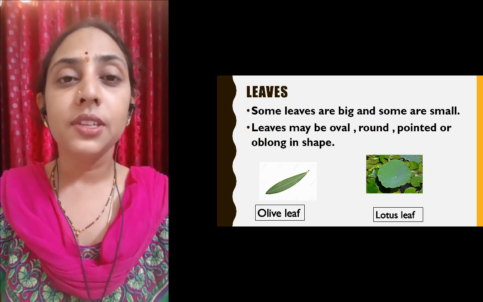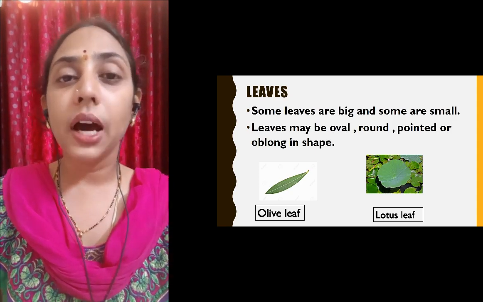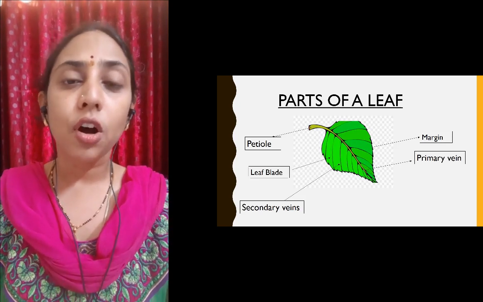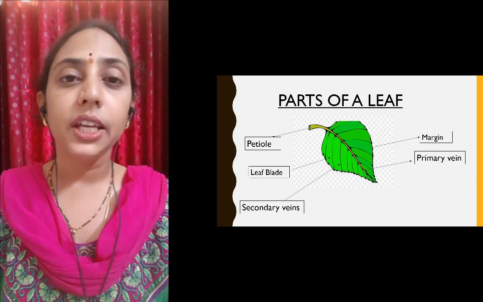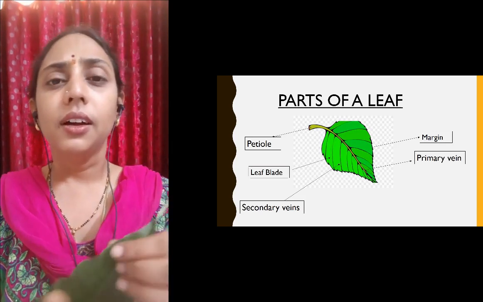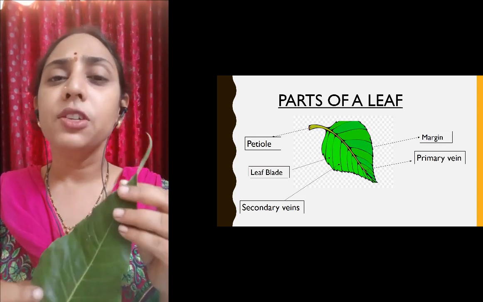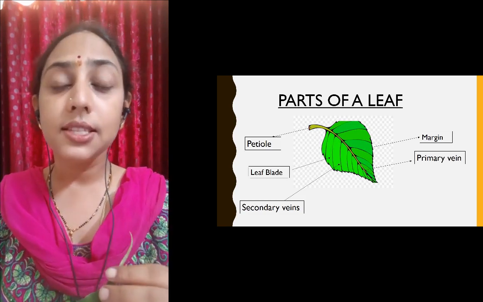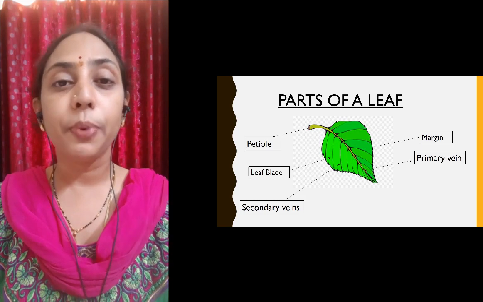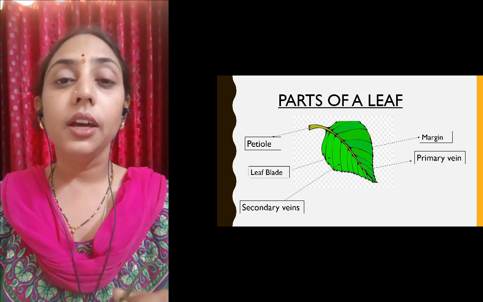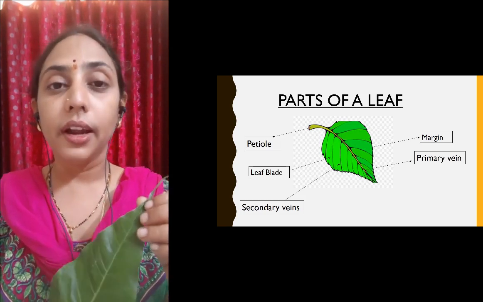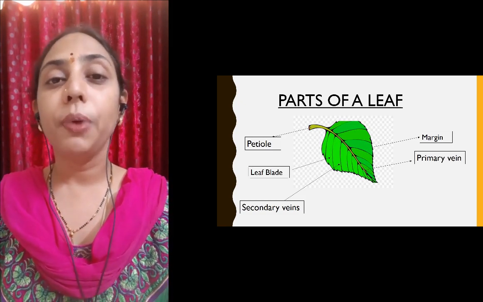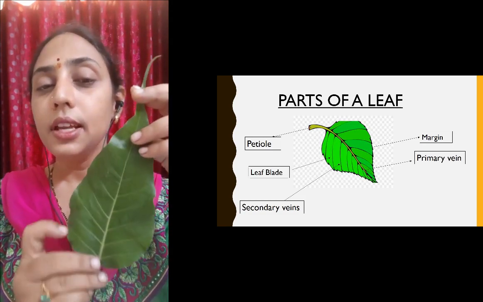These leaves are attached to the branches or the stem of the plant. If we talk about the parts of the leaf, the different parts are leaf blade, margin, then we have veins, where we have two types of veins, primary veins and secondary veins, then we have petiole and stomata.